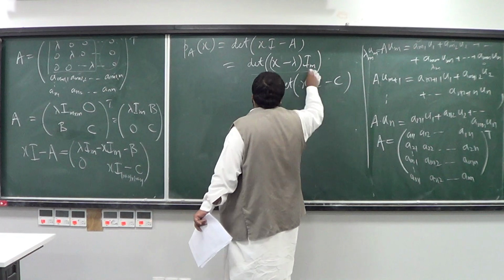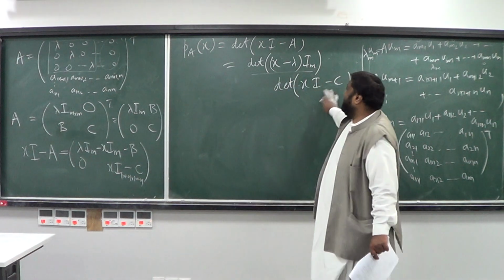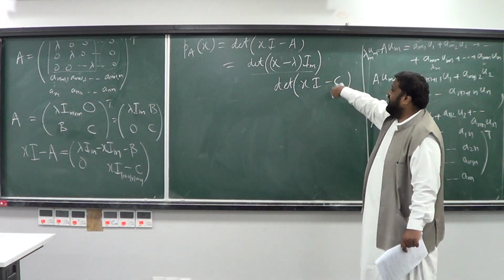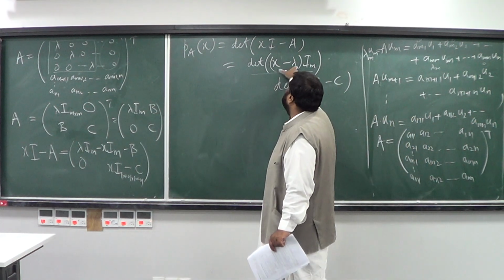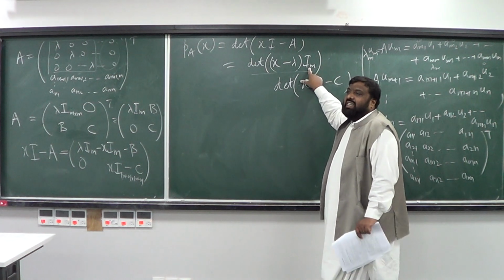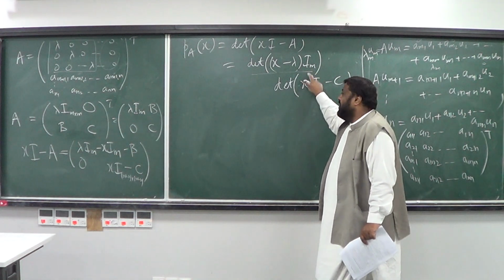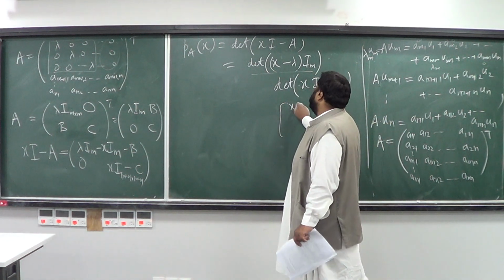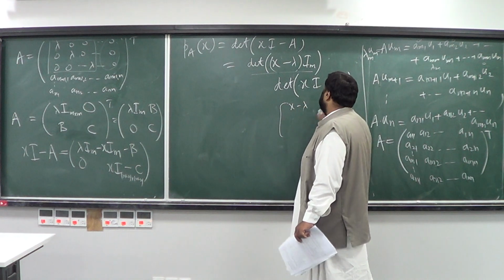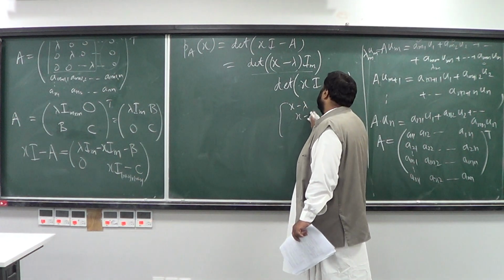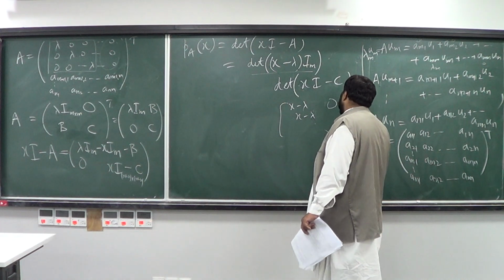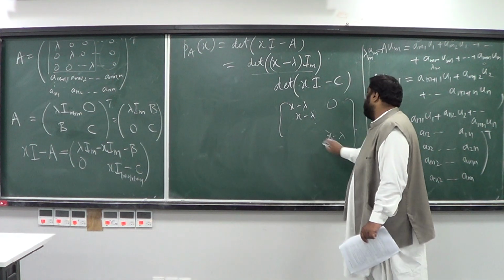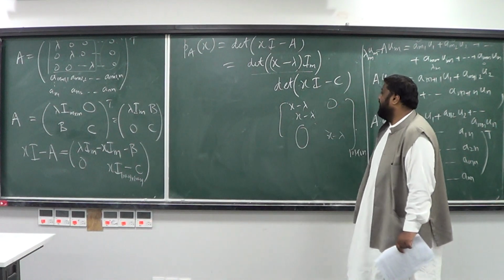Now, what is this quantity? I'm interested only in this quantity. This is some polynomial. What is this identity? It is x minus lambda multiplied with the identity matrix of order m. So how is it going to look? x minus lambda, 0, x minus lambda, and so on and so forth, x minus lambda. It's an m by m matrix where you have zeros here and zeros here.